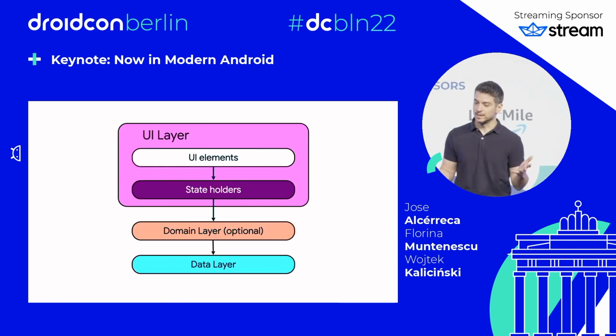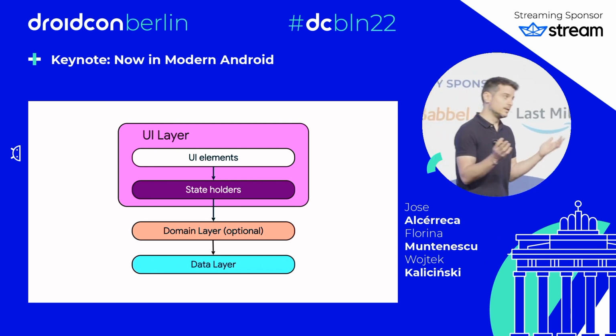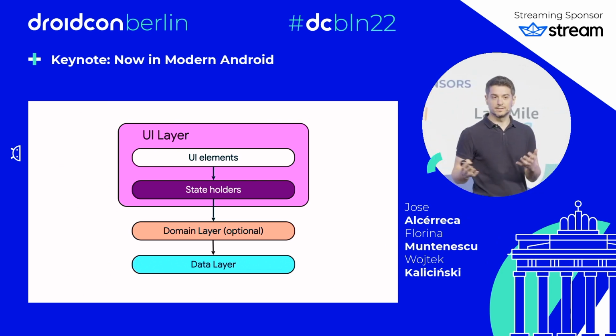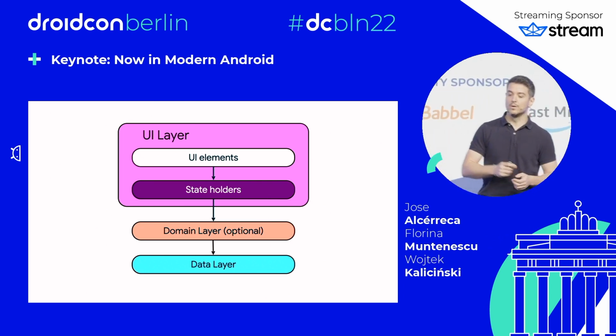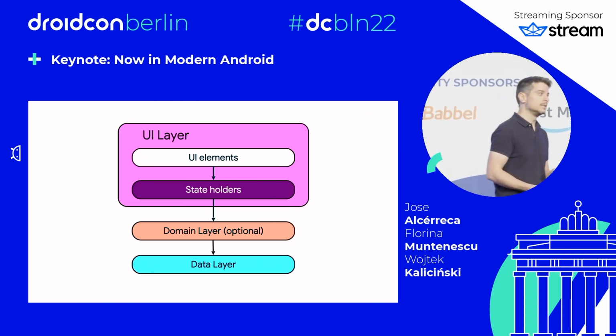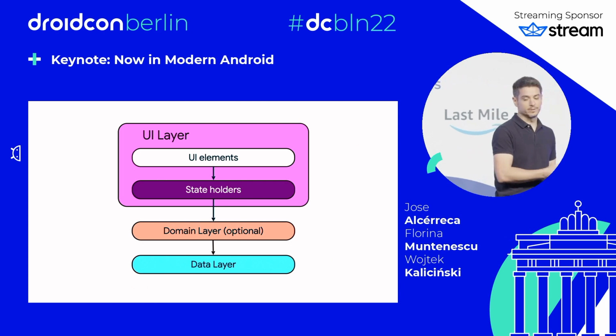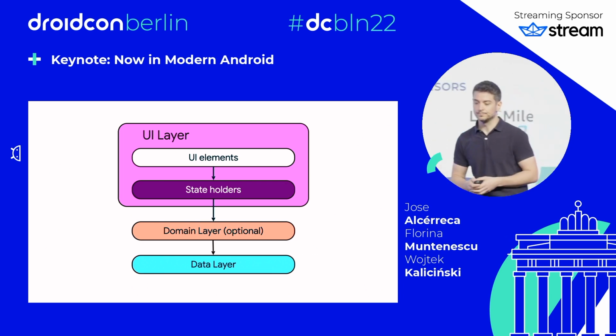So let's start with the UI layer. This layer gets data from the other layers and renders it on screen. It's also called a presentation layer, and the UI is actually just one part of it. A lot of the heavy lifting is done in your state holder, which is normally a presenter or a view model.